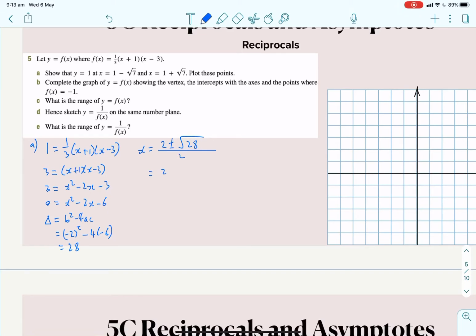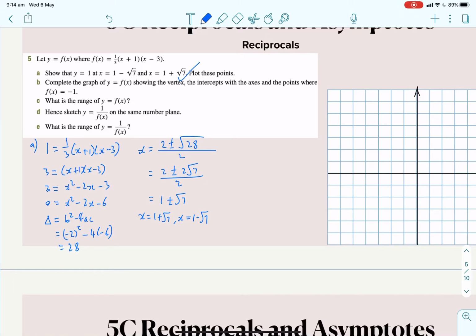So you've got 2 plus minus square root of 28. Oh, yep. 28 is 4 times 7, so 2 square root of 7 over 2. They all have a 2, they can simplify. 1 plus minus square root of 7. So x equals 1 plus square root of 7, and x equals 1 minus square root of 7. So we show that.